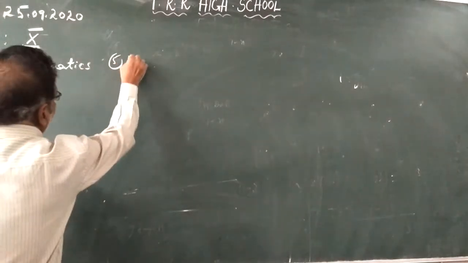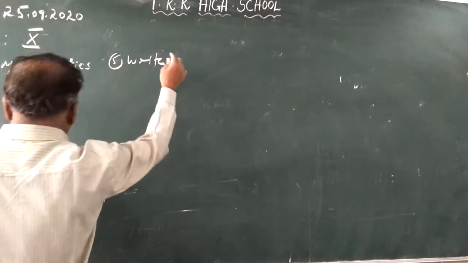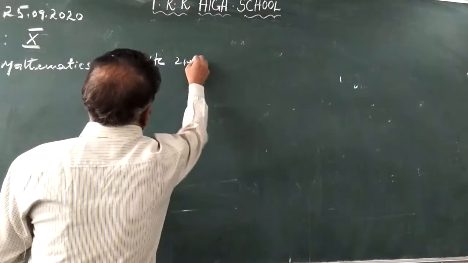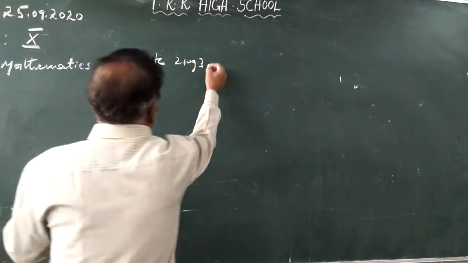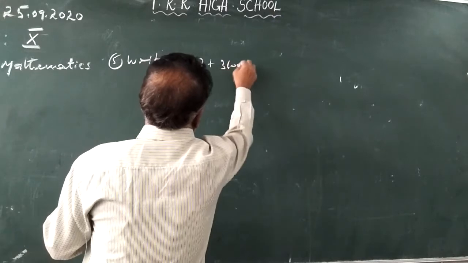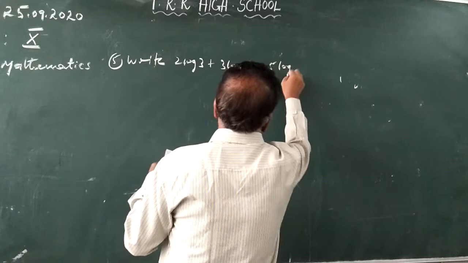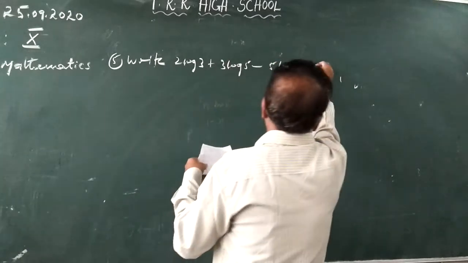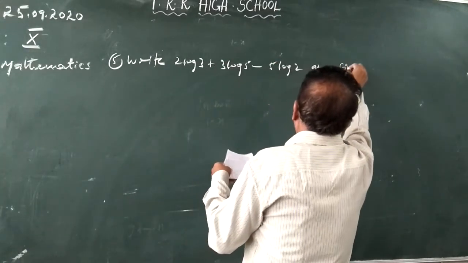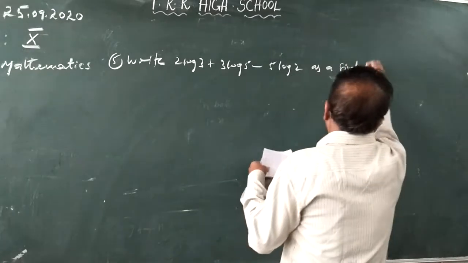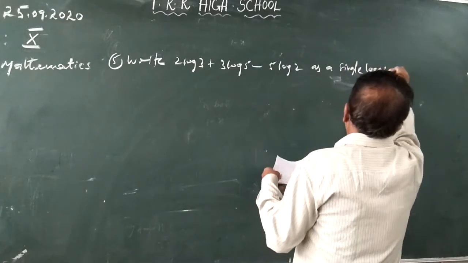Write 2 log 3 plus 3 log 5 minus 5 log 2 as a single logarithm.